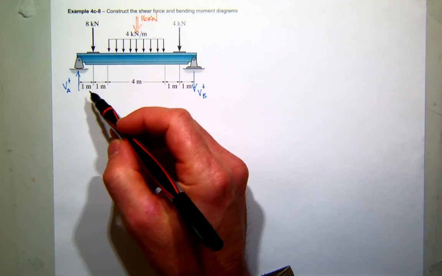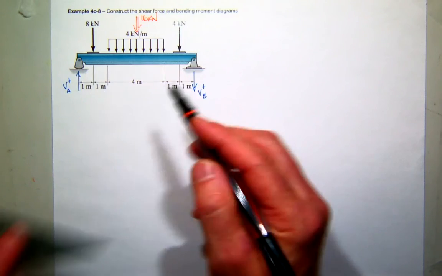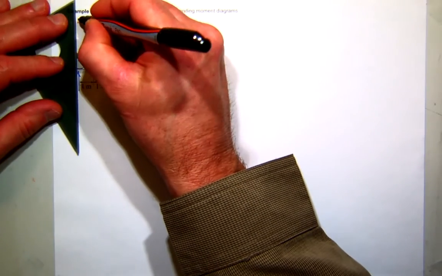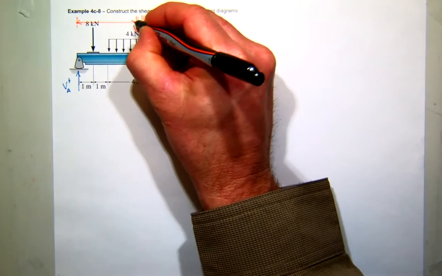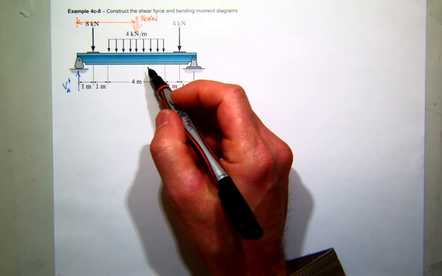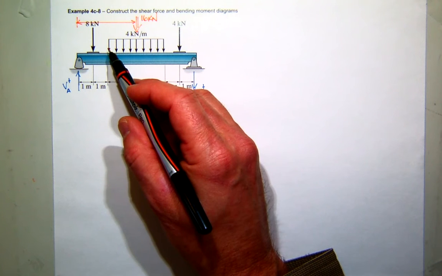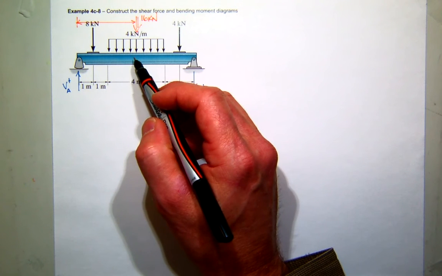I'm going to sum moments about A, so I need the distance to A. What would that distance be? So I've got 1 meter plus another meter and then 2 meters to get to the centroid there. So that's 4 meters total.